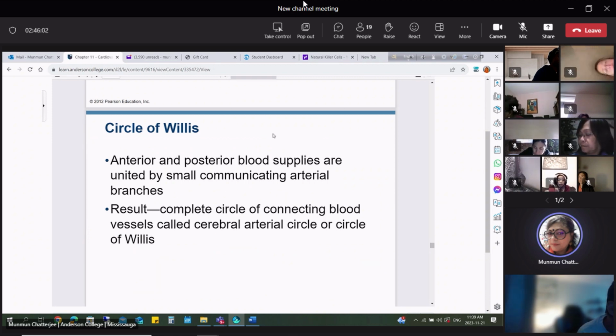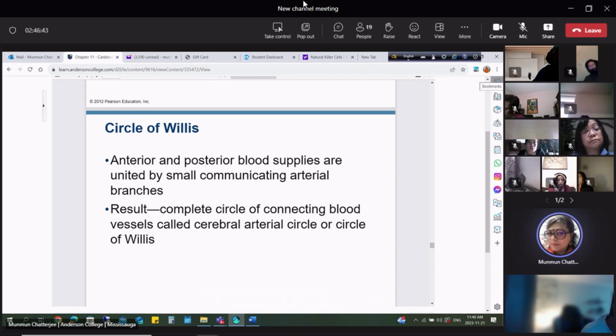So what is the circle of Willis? The anterior and posterior blood supplies are united by communicating arterial branches. This is called the circle of Willis. It is a complete circle of connecting blood vessels, called the cerebral arterial circle or circle of Willis, because they supply the blood and connect to each other to make a circle. That is the name of the circle. Why did they give it the name of the circle? Maybe to locate the position or something. That is called the circle of Willis.